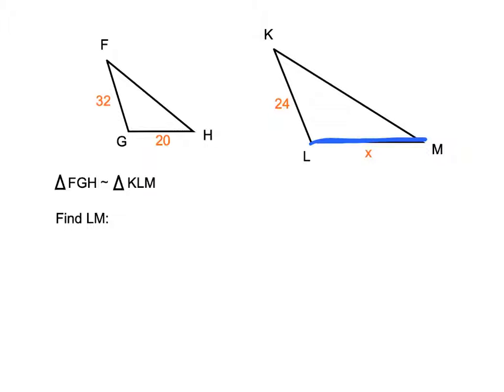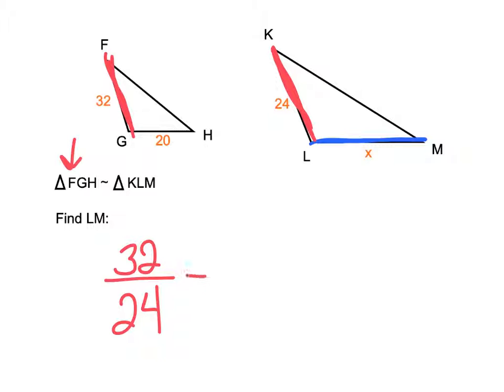And so when you set up your proportion, and this one's pretty easy to see because the figures look like they're in the same orientation, we'll start with our smaller triangle, and so we will say FG, which is 32, over the larger triangle's corresponding side, KL, which is 24, and that is proportional to this side, GH, which is 20, and to complete the proportion I will put the unknown value X there. So you've just set up your proportion properly.